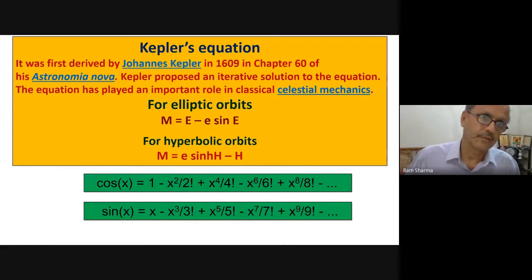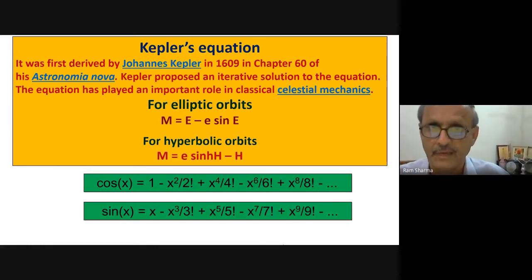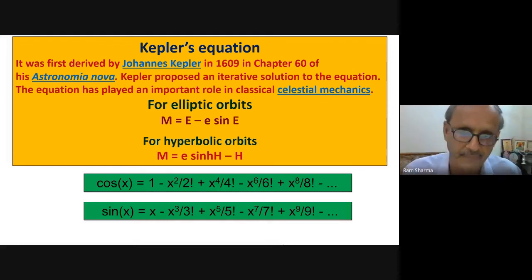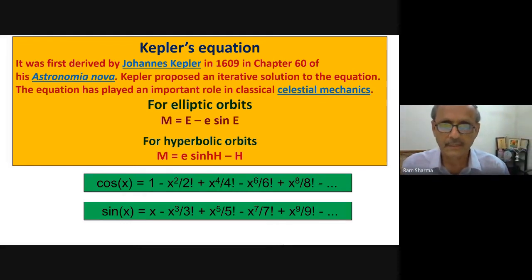Now Kepler's equation. It was first derived by Johannes Kepler in 1609 in chapter 60 of his Astronomia Nova. Now you can imagine how many chapters he wrote there. Kepler also proposed an iterative solution to the equation, because the equation has played an important role in classical celestial mechanics. For an elliptic orbit, this equation is M equals E minus e sin E. This is a transcendental equation because it contains trigonometric and algebraic functions. E and M are algebraic and sin E is a trigonometric function.